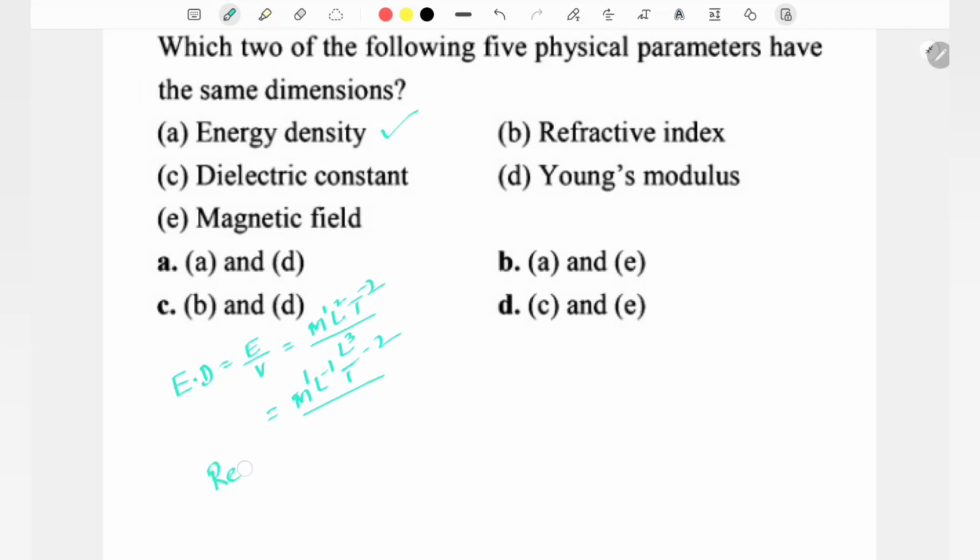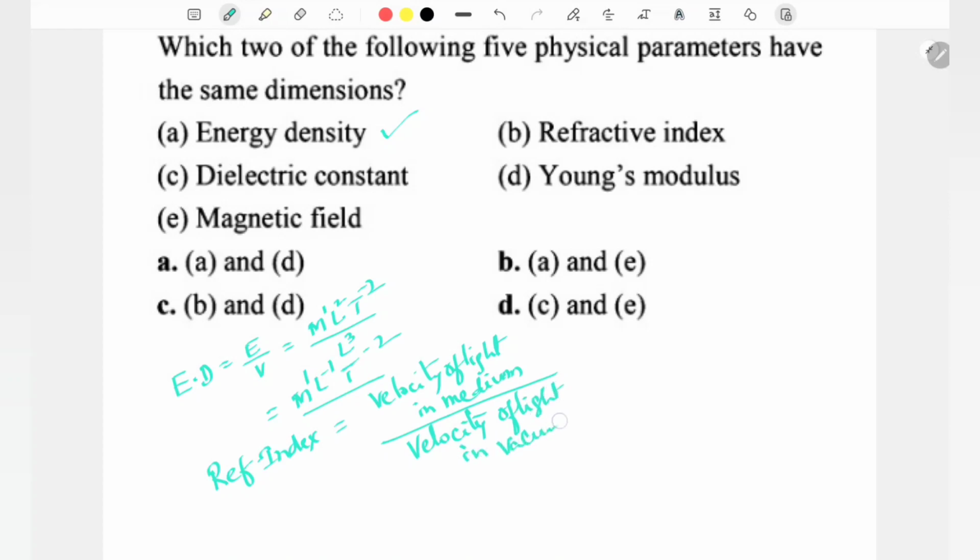Next, refractive index. Refractive index is equal to velocity of light in medium to the velocity of light in vacuum. It is the ratio of velocity of light in medium divided by velocity of light in vacuum. Here the ratio is similar, L power 1 T power minus 1 and L power 1 T power minus 1. So it is a constant one, so it has no dimensional formula.